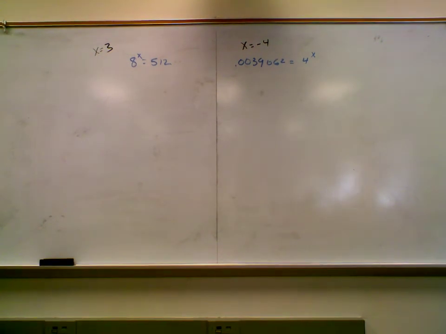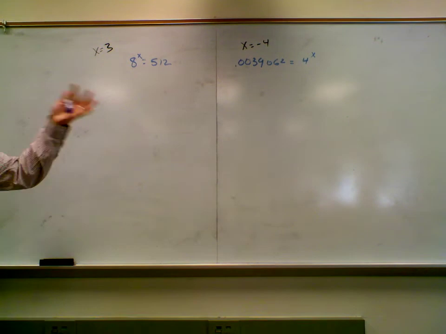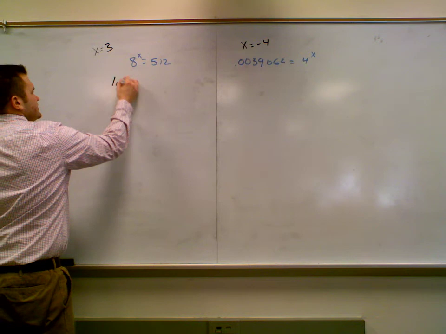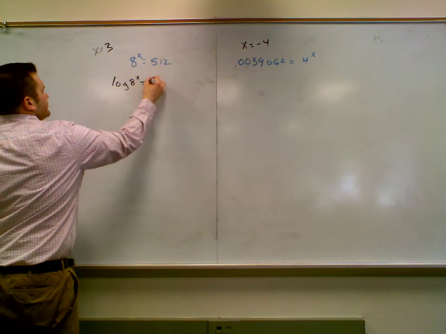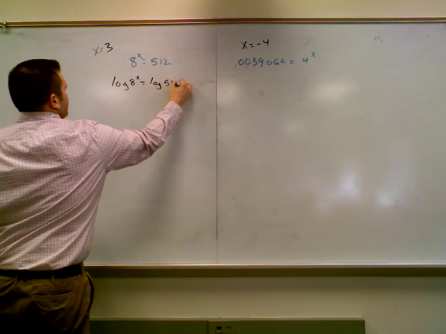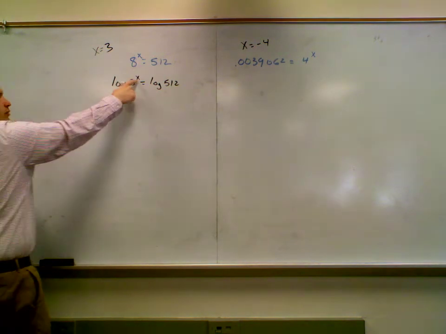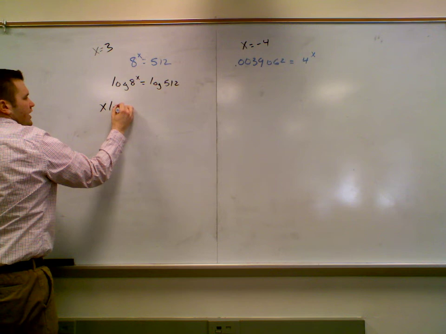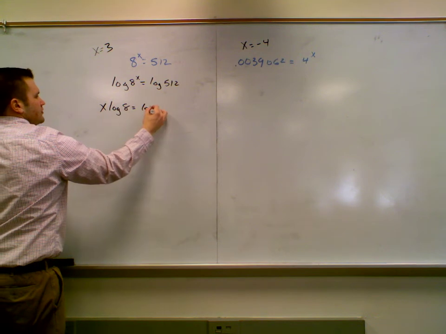Okay. So if I'm going to use algebra to solve something, I have to do the same thing to both sides, right? Power property of log lets me bring down the x. So if I do the log of both sides, okay, then where does this x go? Next to log. That's the power property of log right there.